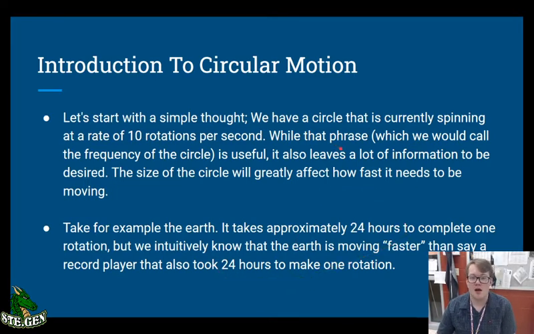Think about the Earth. The Earth is a gigantic sphere, and if you just think of your position on the Earth, that is a circle that's rotating. But that circle that you're rotating on takes 24 hours to complete one rotation. We know the Earth is moving fast, though, but if we scaled that down and we had a record on a record player that was rotating at a speed so it took 24 hours to make one rotation, we would expect that to be an issue.